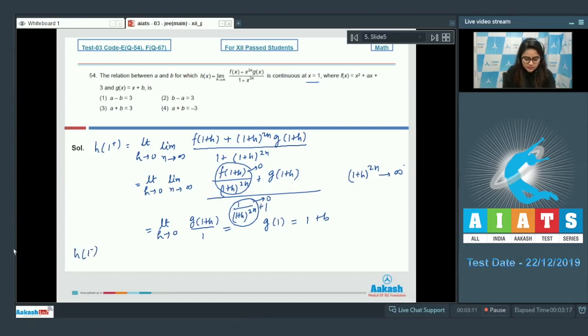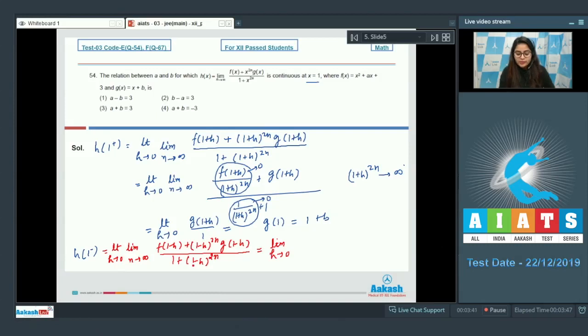Now h of 1 minus. So here limit h tending to 0, limit n tending to infinite of f of 1 minus h plus 1 minus h to the power 2n g of 1 minus h divided by 1 plus 1 minus h to the power 2n. When h tends to 0, then 1 minus h is tending to 1 and its power 2n, with n tending to infinite, so this value is going to be 0. Similarly, this value is going to be 0. So f of 1 minus h divided by 1. So here this is equal to f of 1, which is equal to 1 plus a plus 3.